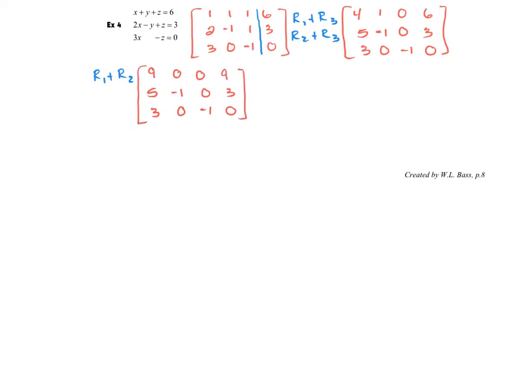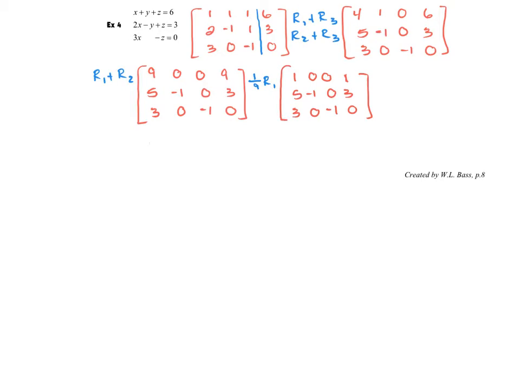Now, here's what stands out on this row for me. What stands out for me is that I now have 2 zeros here, which means if I divide this row by 9, I'm going to actually know that answer. So dividing that row by 9, again, if we want to keep track, we can. This one's a little obvious, but I could write 1/9 row 1. I'm going to end up with my 1, 0, 0, 1. The remaining 2 rows are going to stay the same. So 5, -1, 0, 3, 3, 0, -1, 0.